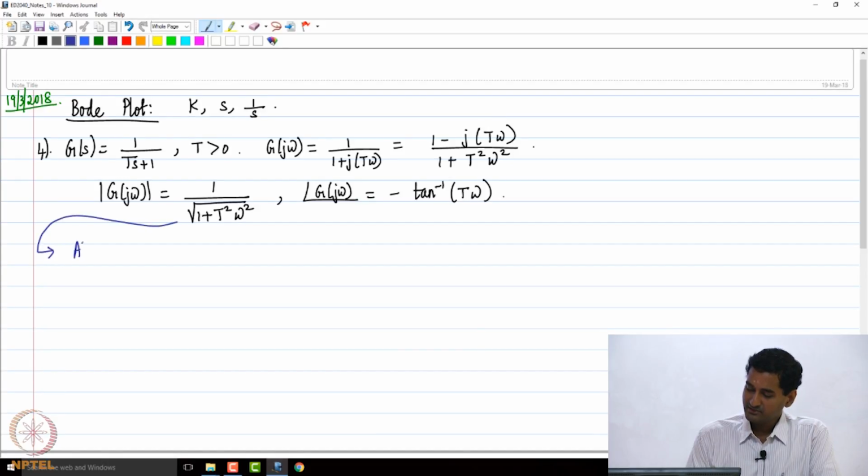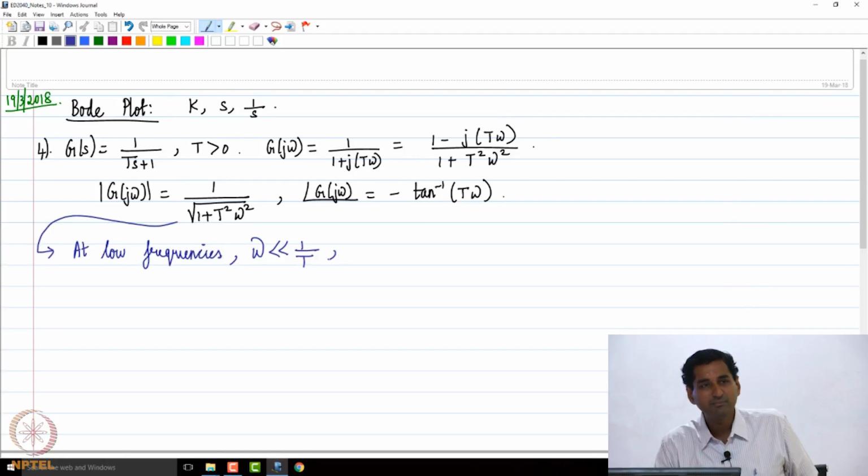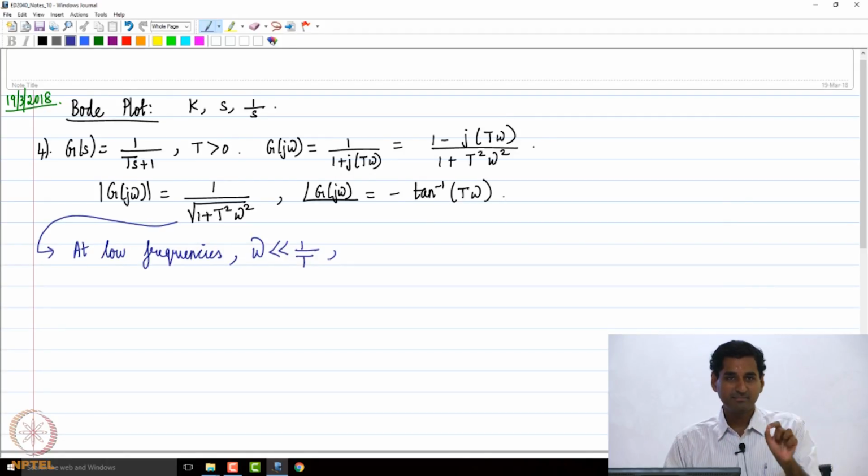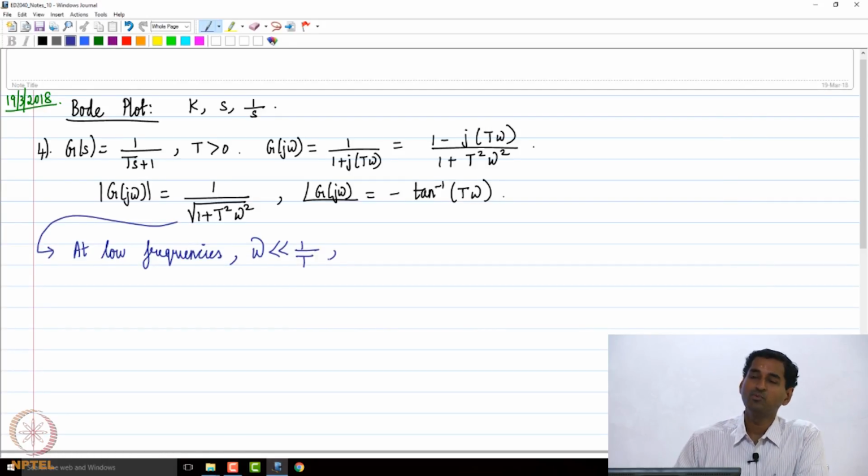So at low frequencies, when omega is very, very small when compared to 1 by T, we will see why I am choosing 1 by capital T as a particular value in this expression. When omega is very much lower than 1 by capital T, what do you think is going to happen to this magnitude?